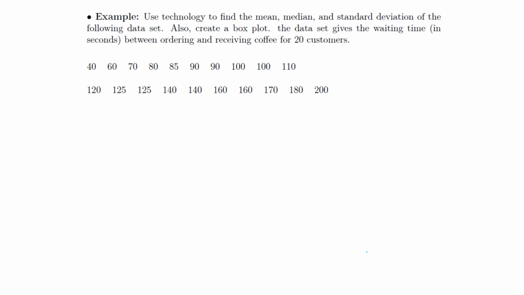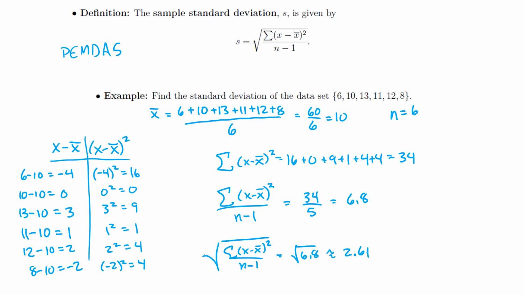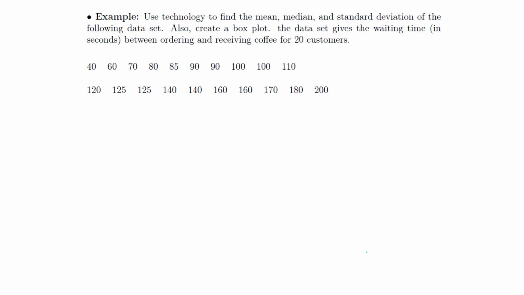In this larger data set, I don't want to, personally, and I don't want you to have to go through this entire process when there are, in this case, 20 different data values. So we're going to talk about how we can use technology to help us here. What's happening is we've got the waiting time between ordering and receiving coffee for 20 customers of some sort of coffee shop. So that's what the data represents.